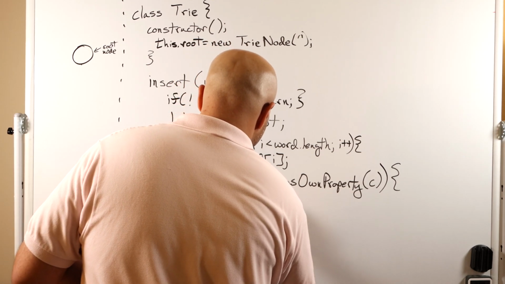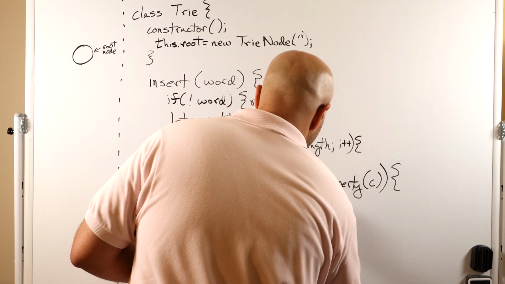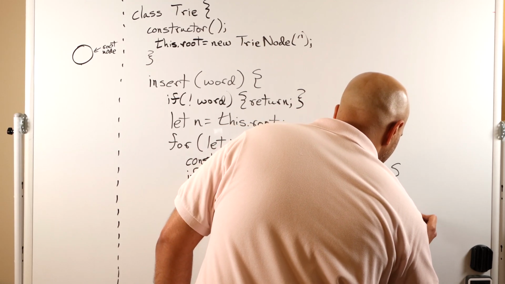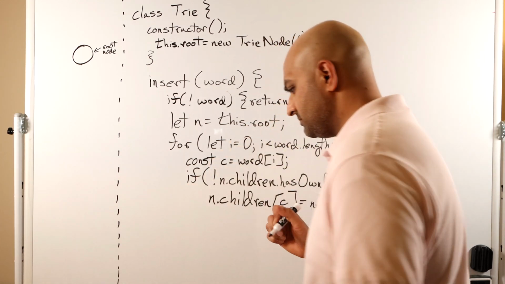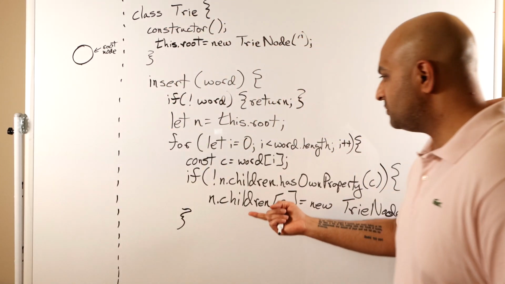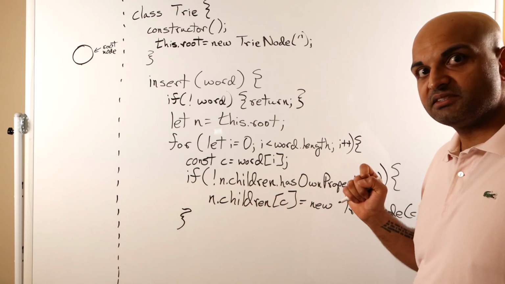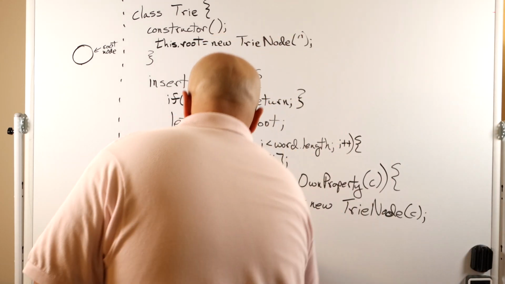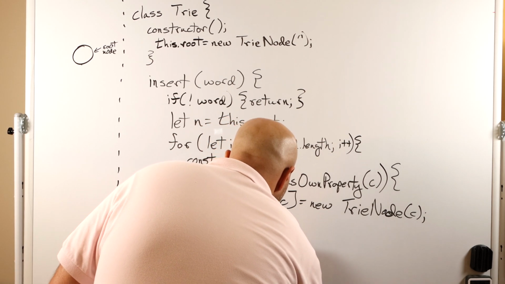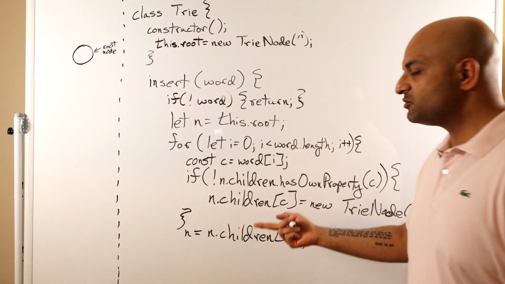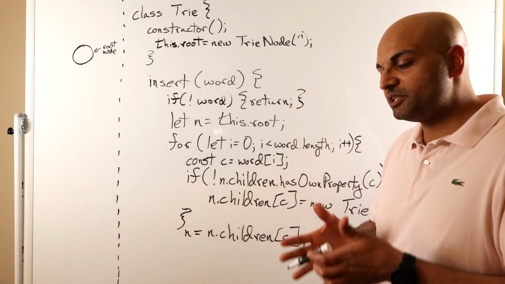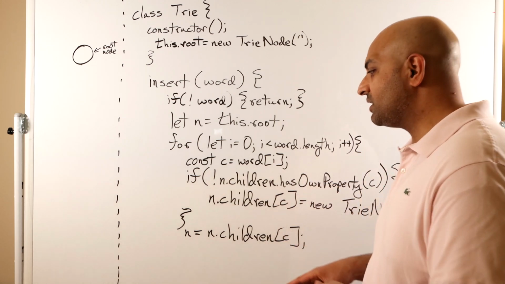So we'll say n.children of c equals new TrieNode of c. And then you can go ahead and come outside of this if. And we know that once we're past this if, we have a child node that corresponds to this letter. So whether or not we went into the if, we can now go ahead and say n equals n.children of c. And the reason we do this is as soon as we've processed one letter, we want to process the next letter, but that next letter is going to be a child of the letter we just processed. So as we're doing this insertion, we're actually walking through the tree.